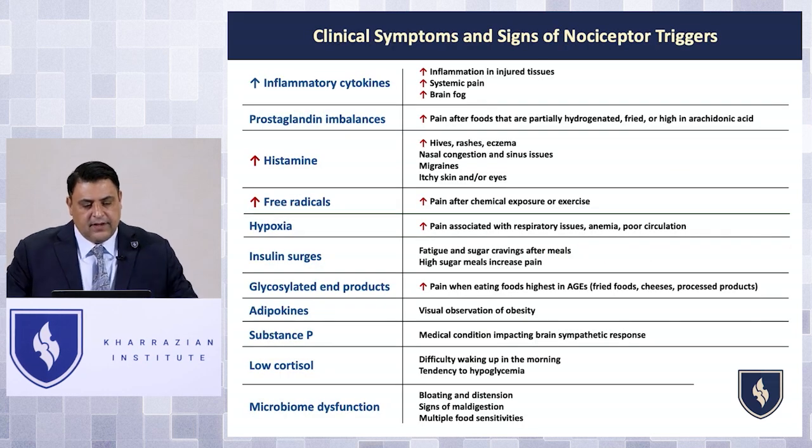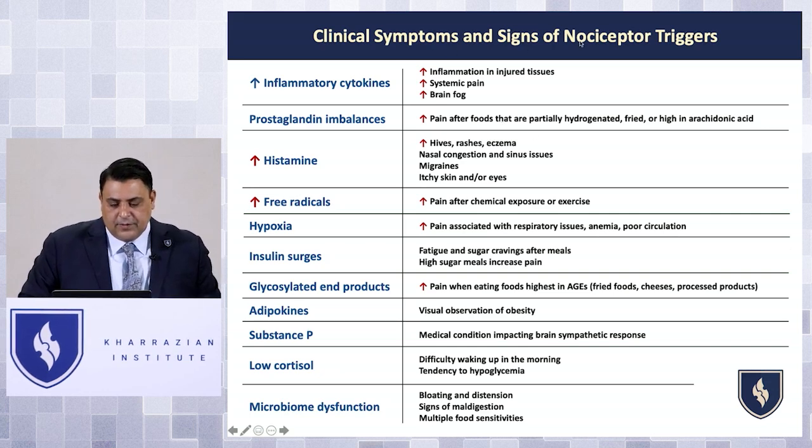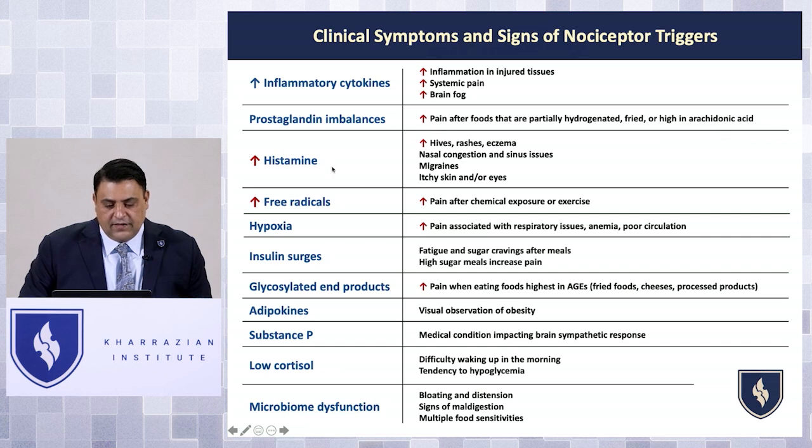I made you a chart that goes into all the different clinical symptoms for each of these drivers of nociceptors. So with inflammatory cytokines, there's increased inflammation in injured tissue, systemic pain, brain fog, prostaglandin imbalances. There's increased pain after foods that are typically partially hydrogenated, fried or high in arachidonic acid. With histamine reactions, in the clinical workup, there are signs maybe like increased hives, rashes, eczema, nasal congestion, sinus issues, migraines, itchy skin and eyes. Free radicals, there's usually increased pain after chemical exposure or exercise. With hypoxia, there's increased pain associated with respiratory issues, anemia, and poor circulation.